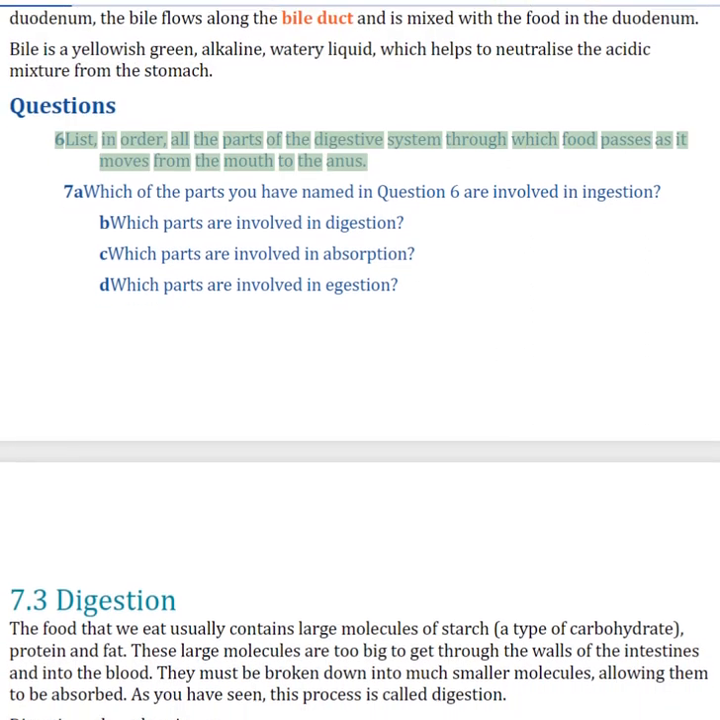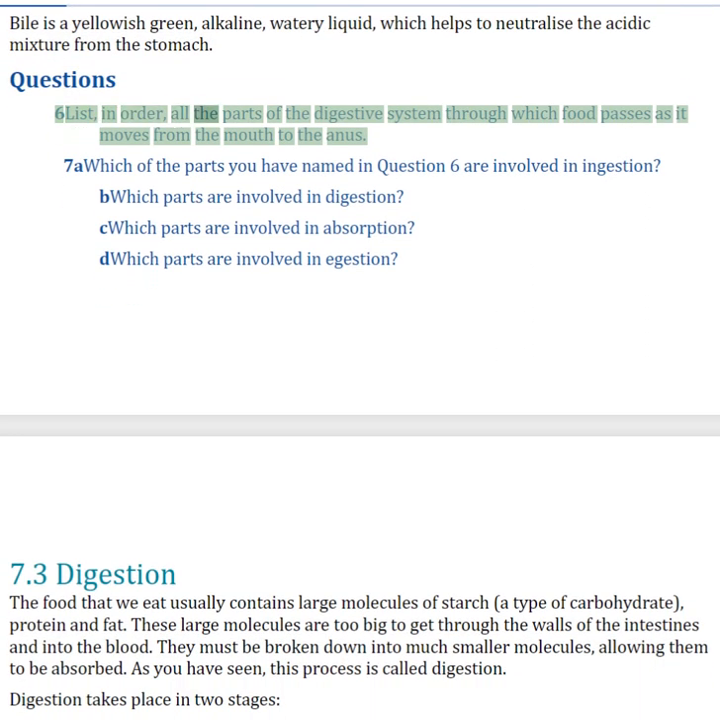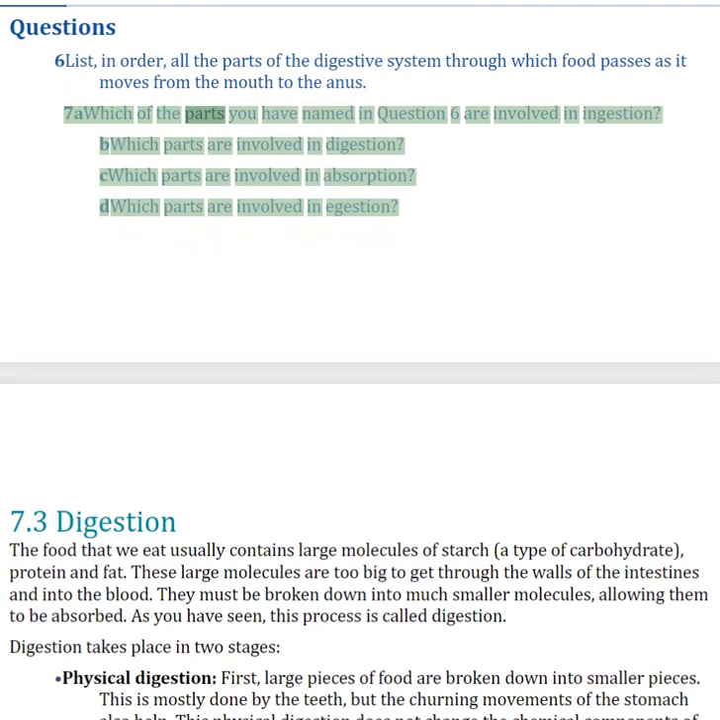Questions. 6. List, in order, all the parts of the digestive system through which food passes, as it moves from the mouth to the anus. 7a. Which of the parts you have named in question 6 are involved in ingestion? B. Which parts are involved in digestion? C. Which parts are involved in absorption? D. Which parts are involved in digestion?